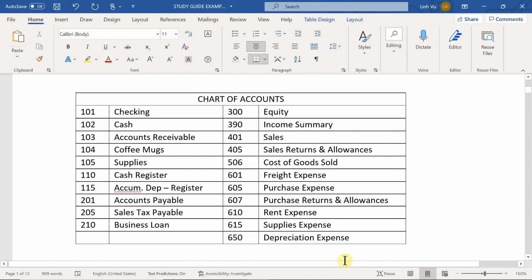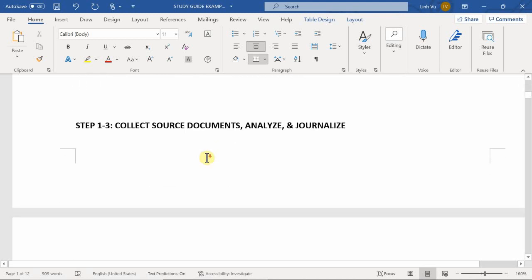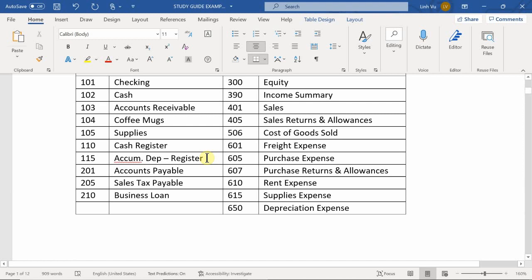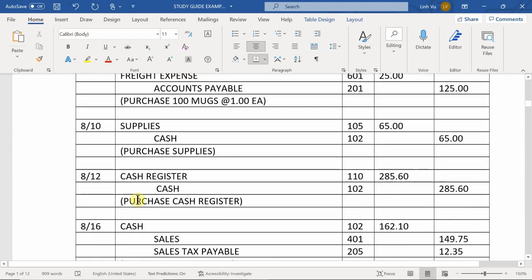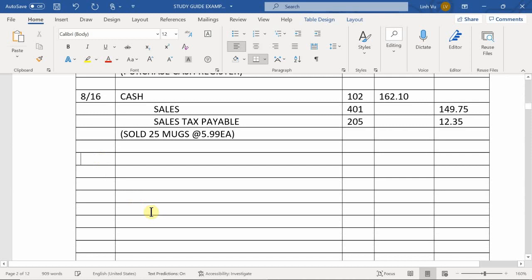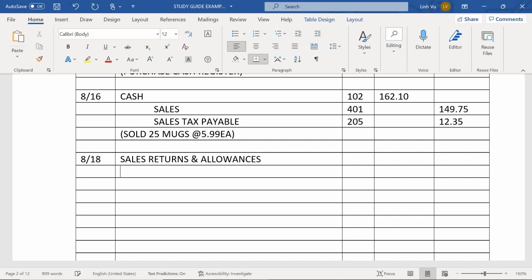So first we have our sales returns and allowances, correct? And we're supposed to return the taxes too, so sales tax, and cash. It is August 18. We have sales returns and allowances, we have to return the sales tax money, and how are we giving back the money to the customer?